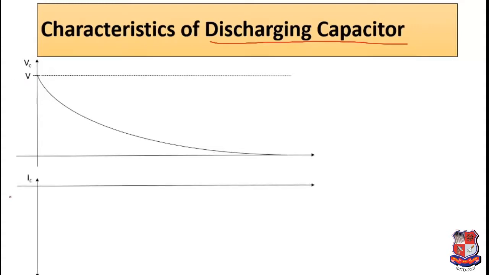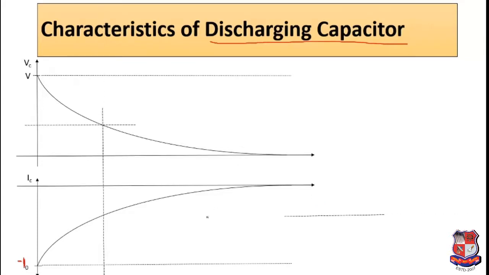Similarly, what will be the capacitor or discharging current? Here discharging current will start from minus I0, and go towards 0. So it is increasing. These are the different time constants: tau, 2 tau, 3 tau, 4 tau and 5 tau.